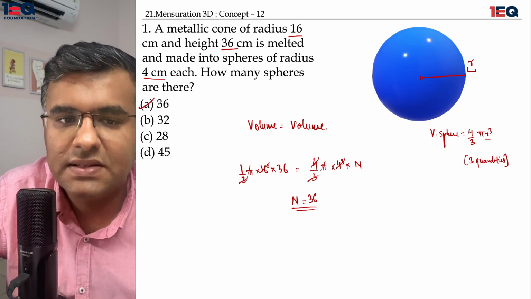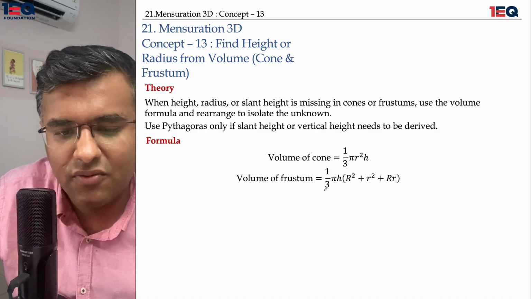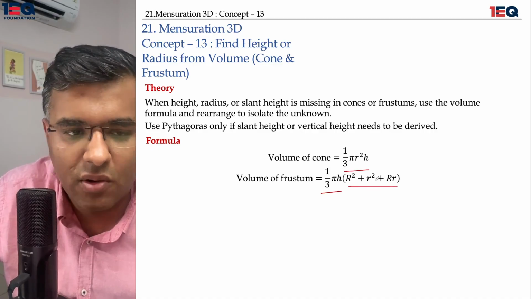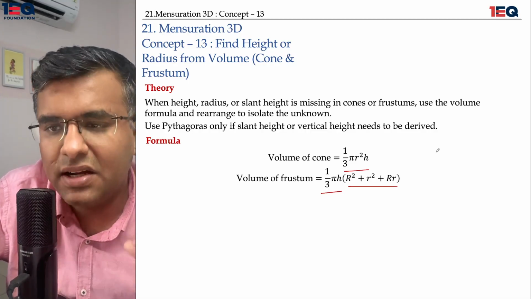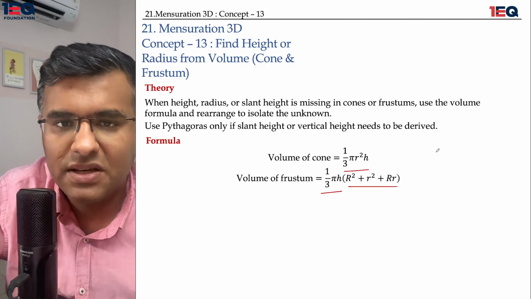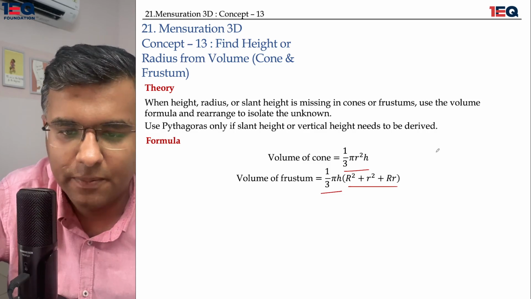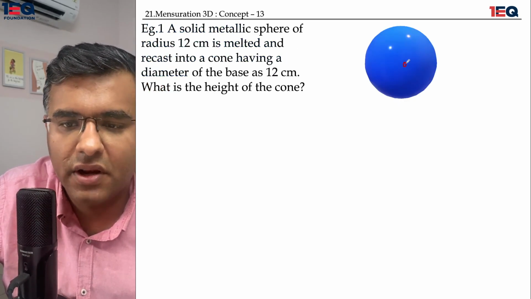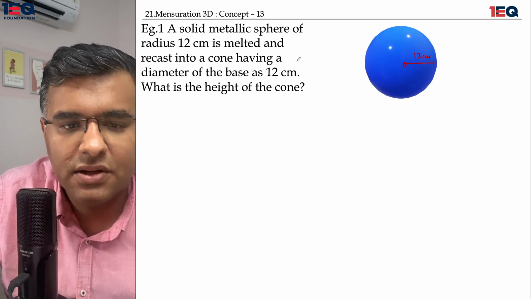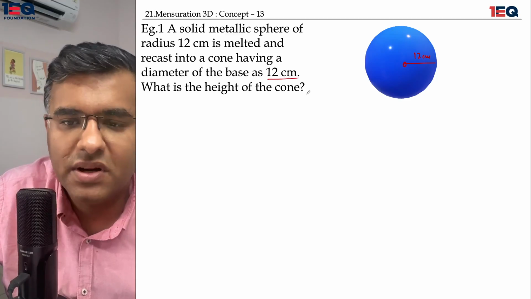Right, let's go ahead. Now, talking a little more about frustum, volume of a cone, volume of a frustum, we've already talked about that. The formula slide comes in multiple times so as to help you remember all the formulas properly. Moving ahead, a solid metallic sphere of radius 12 centimeters is melted and recast into a cone having a diameter of the base as 12 centimeters. What is the height of the cone?